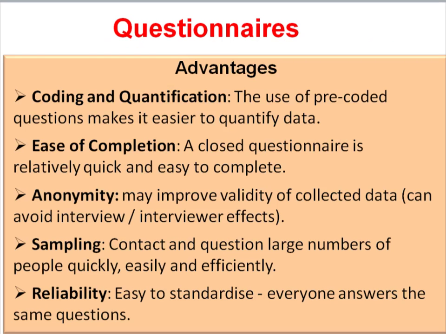So what we just highlighted here is that one of the big advantages of using pre-coded questions, closed questions, is we can quantify data, and that might enable us to document correlations between different sets of variables. Other advantages of questionnaires: well, this is a method that is practical. It's relatively quick and easy to complete and administer. In the case of a self-completion questionnaire, so one that you give out and people fill out in their own time, the anonymity of doing that might improve the validity of the collected data, because they're not going to be influenced by the presence of an interviewer.